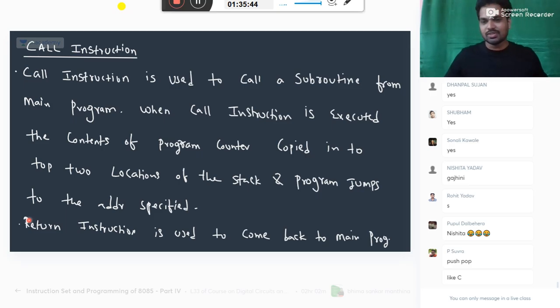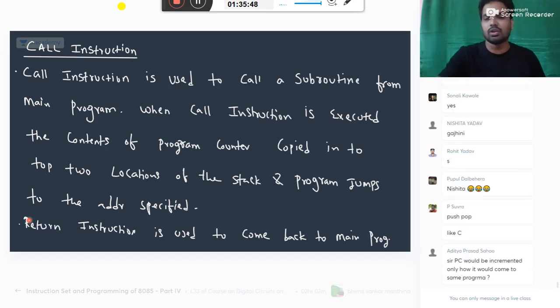Because your C comes from this only. I mean, this is the main with respect to the program of the computer.